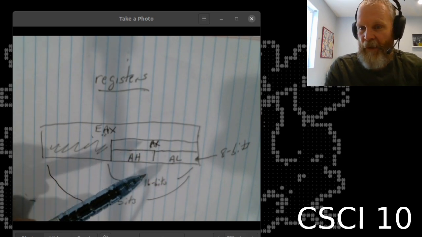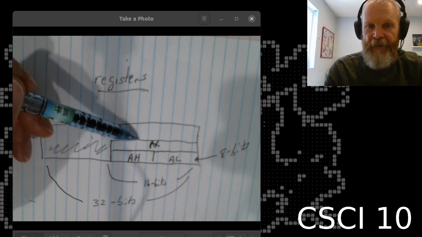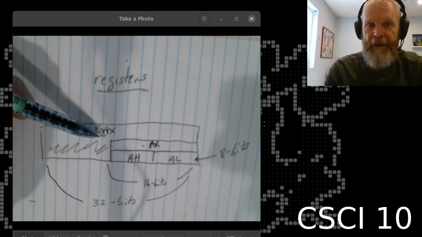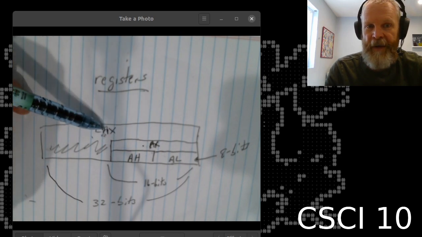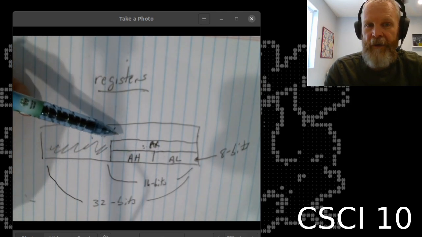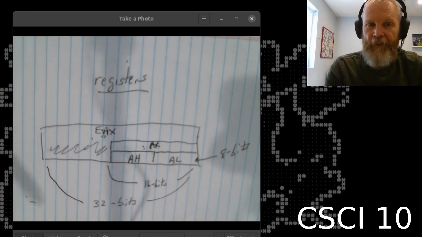That's correct. So the question is, if I put data in EAX, does that affect AX as well? And yes, it does. Because EAX affects AX, it also affects AH and AL. I'm going to drum up an example so we can look at this.